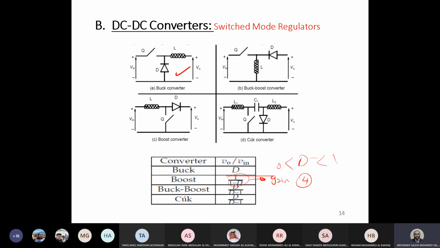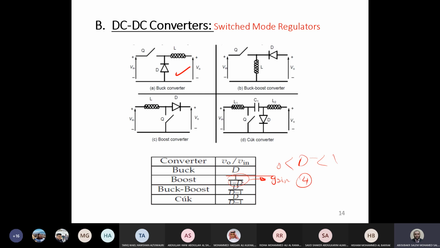If you substitute here with the value of D, you can find that, for instance, we said D can vary from 0 to 1. What will be the value if we make D equal 1? What will be the output voltage in this case? Infinity. It will be infinity. So theoretically, it's infinity. Practically, you cannot reach that value, because the circuit will be burned before reaching that value.